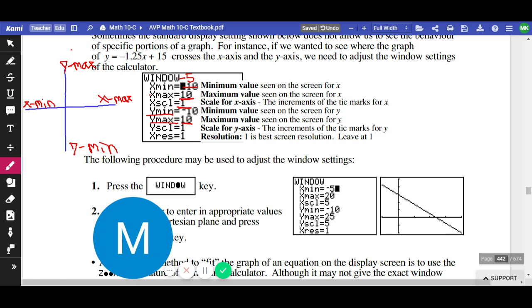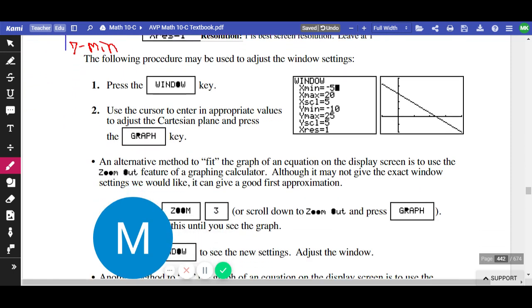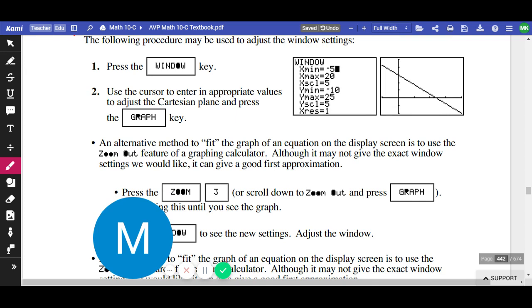Now that you have your window, it should look like this right here. Actually, what's in your calculator right now? -5, 20. The scale we left is 1. If they change to 5, that's fine, doesn't matter. Y min -10, Y max 25. Those are the numbers I worry about. Hit graph.